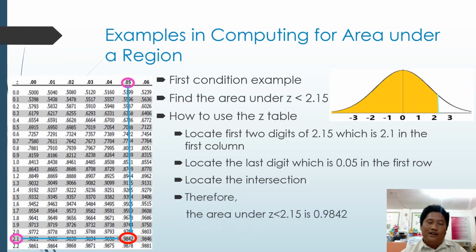And therefore, the area is 0.9842. And we are correct because it is greater than 0.5. Based on the illustration, it is more than 0.5. And based on the table, the area for our region under z less than 2.15 is 0.9842.